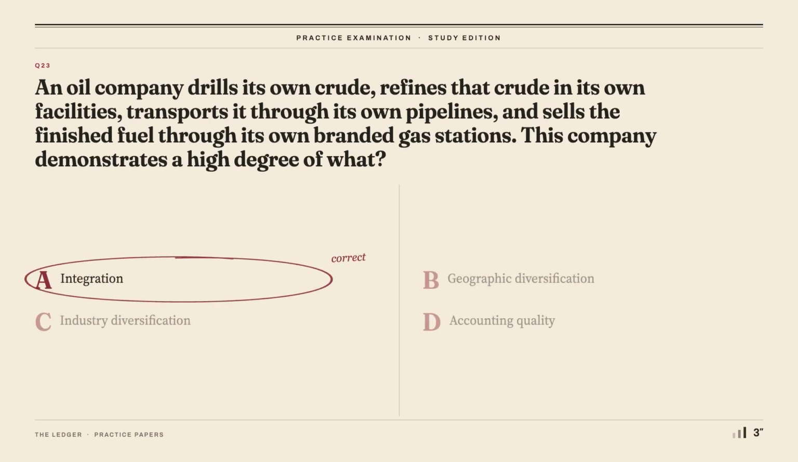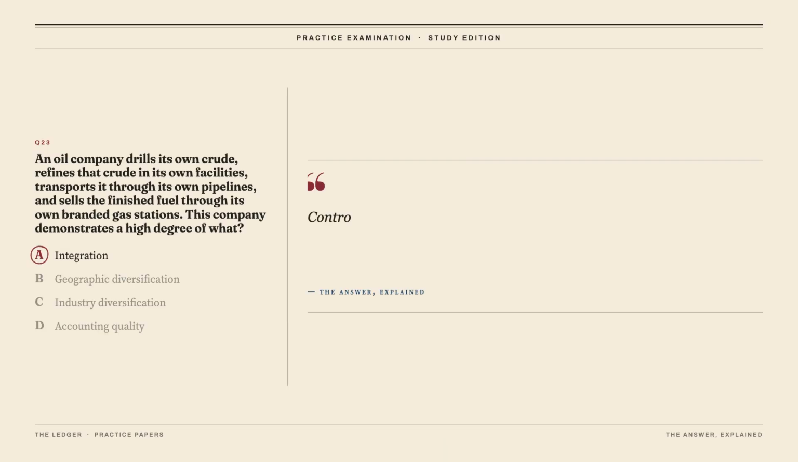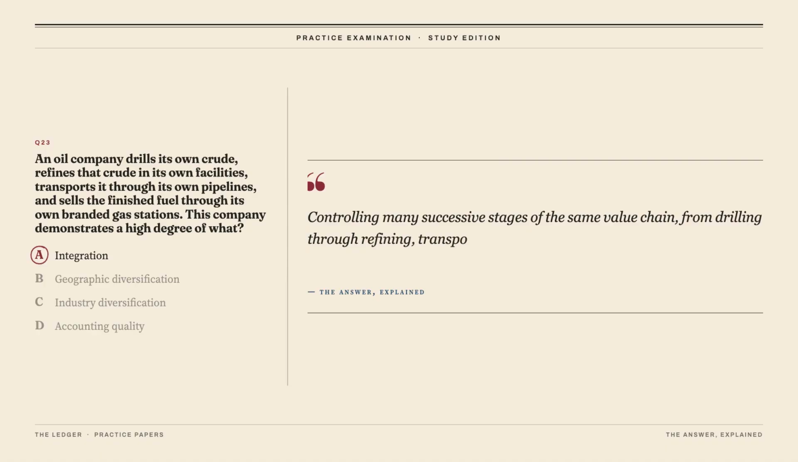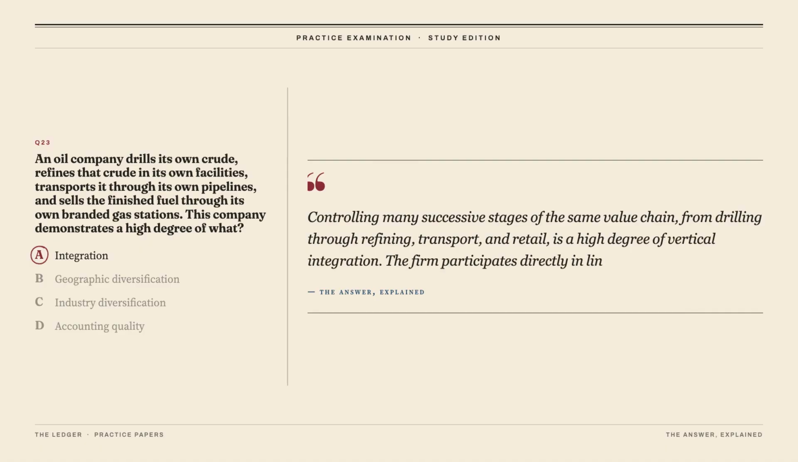The correct answer is A. Integration. A is correct because controlling many successive stages of the same value chain, from drilling through refining, transport and retail, is a high degree of vertical integration. The firm participates directly in links that a less integrated competitor would leave to outside partners.